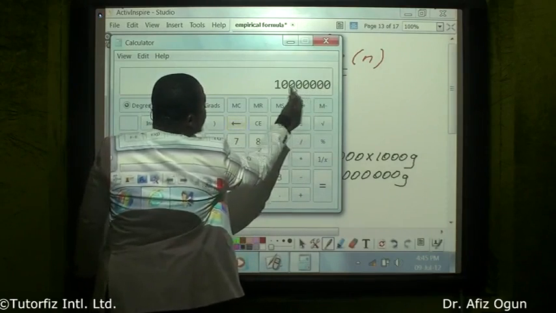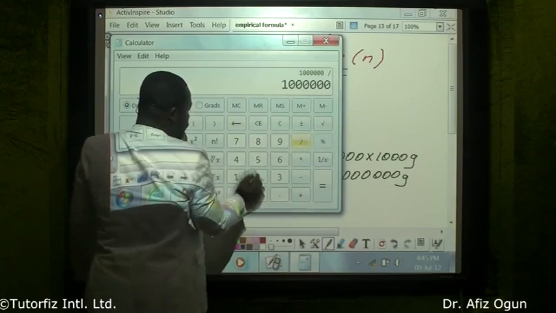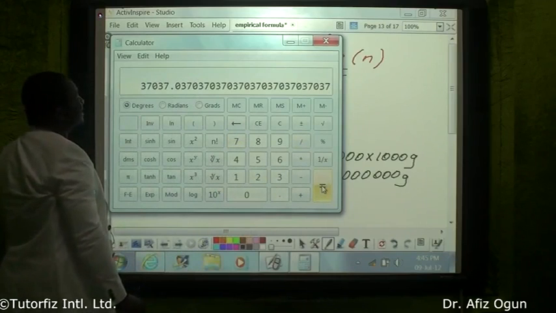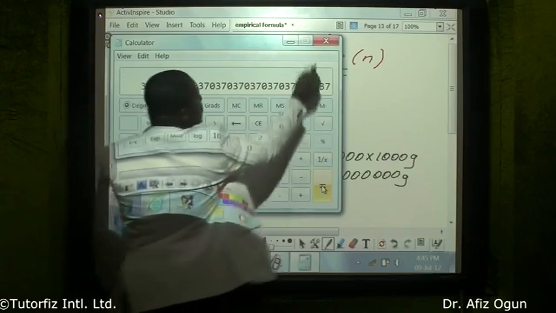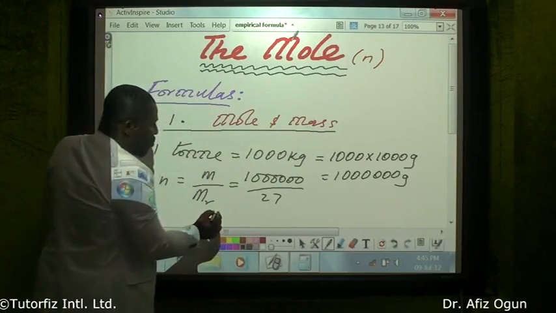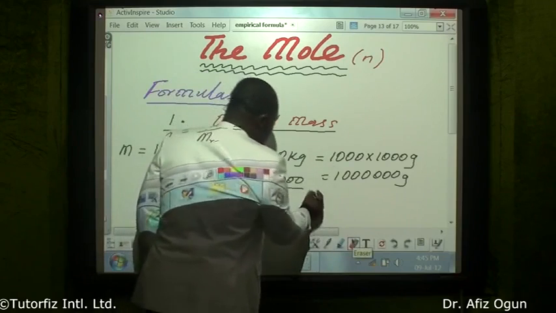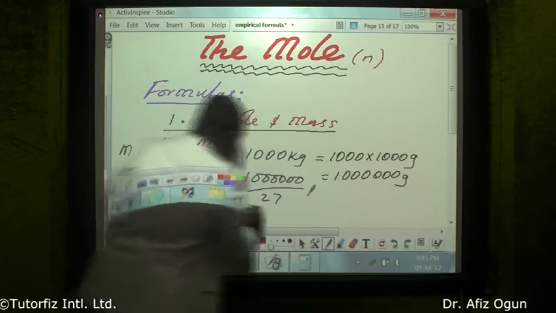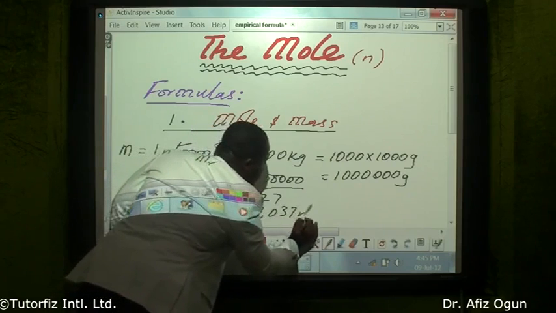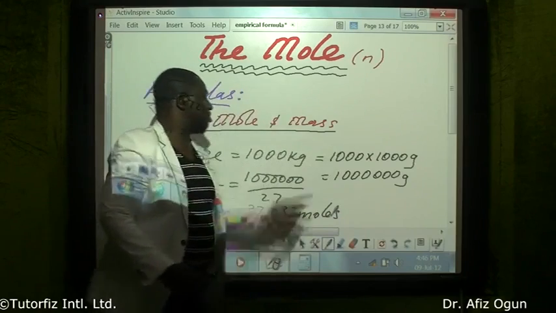1, 2, 3, 4, 5, 6 divided by 27 equals 37,037 moles. So that is what we have here. This equals 37,037 moles of aluminium. So first I converted to grams.